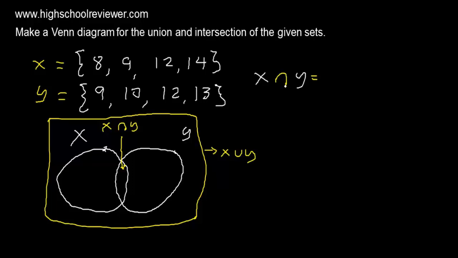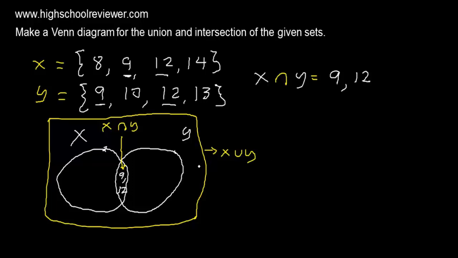The intersection of X and Y are those elements that are present in both X and Y. 8 is present in X but is not present in Y. But we have here 9. 9 is present in X. It is also present in Y. We will put here 9 in the intersection of X and Y. And then we also have 12. 12 is present in both X and Y. We will put here 12. So the elements in the intersection of X and Y are 9 and 12. So we will put here 9 and 12.